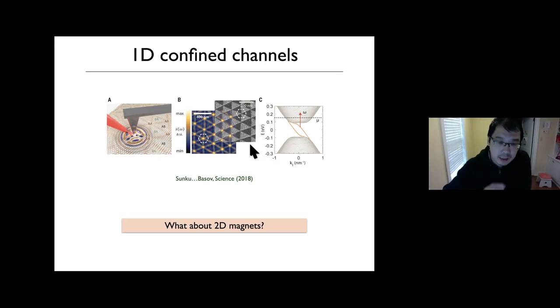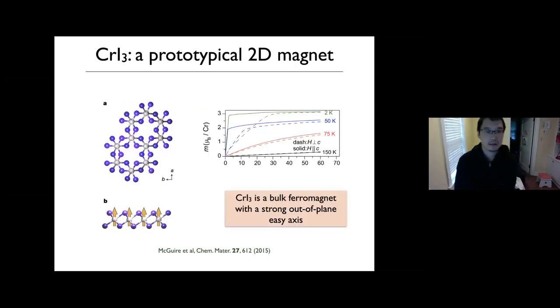Of course, in condensed matter, everything begins with a lattice. Therefore, anytime you can introduce a variation of your lattice structure, you are modifying the Hamiltonian for your quasi-particles, whether electrons, magnons, or phonons. So the natural question we ask is, what about a two-dimensional magnet? What interesting things could happen if I have a stacking domain wall in a 2D magnet? To answer this question, in my talk I will mainly use chromium triiodide as an example.